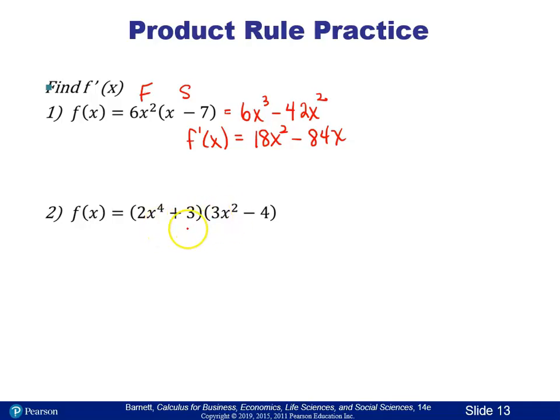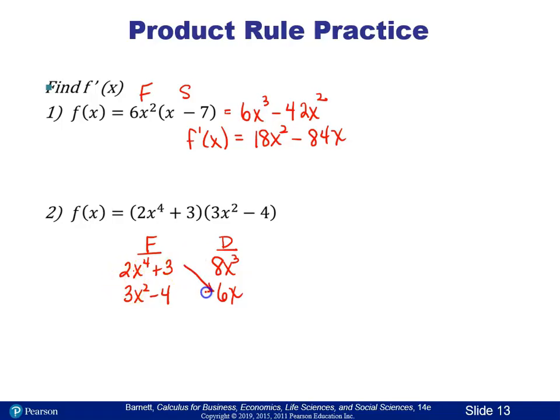All right, if we look at this one, if we do our functions and our derivatives, and I'm just trying to show different techniques so you get an idea of which works for you. So our first function is 2x to the fourth plus 3. The second is 3x squared minus 4. Their derivatives: that derivative is going to be 8x to the third, and here it's going to be 6x. And that's just going back to our power rules and our constant multiples.